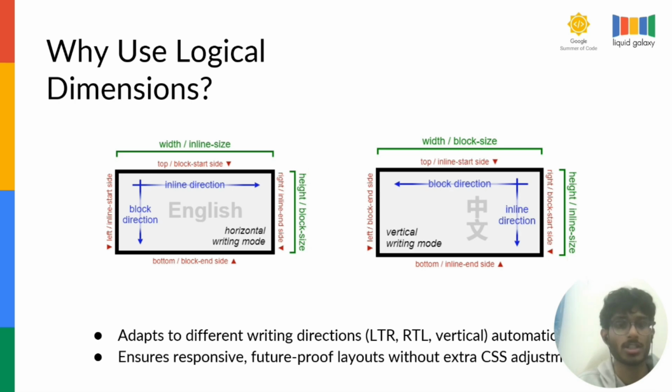Why use logical dimension? Adapt to different writing directions, LTR, RTL, vertical automatically, consistent layout without extra media queries, ensure responsive future-proof layout without extra CSS adjustment. Here I have taken two examples. First one is English, which is written left to right, and second one which is written right to left. It's a great way to use CSS logical dimension, and you should try it out by yourself.